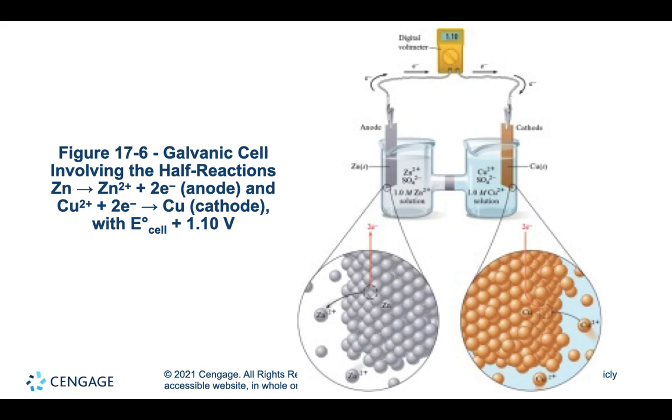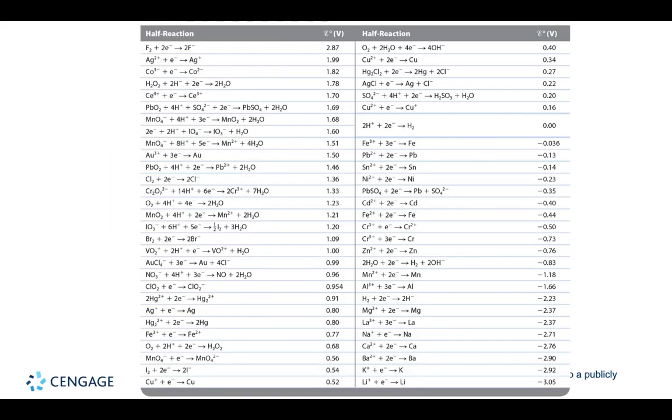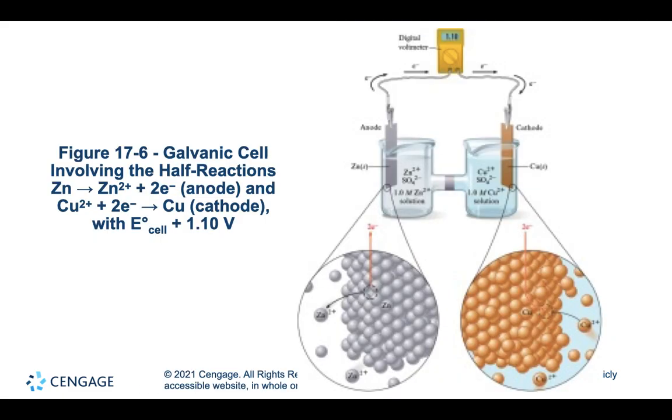If you can't do it in your head, grab a calculator and put them together. 0.34 volts minus negative 0.76 comes out to 1.1 volts. So that's kind of an analysis of this particular type of battery.